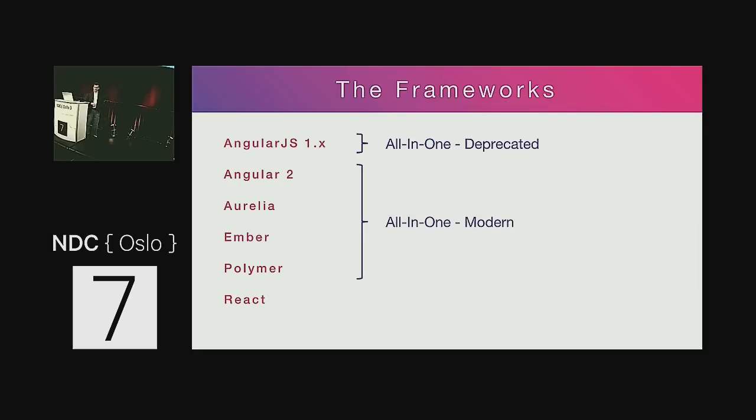The next set, Angular 2, Aurelia, Ember, and Polymer are also all-in-one frameworks that provide pretty much all the pieces you would need to build an application. And they're more modern. These are ones that are using modern JavaScript. They're using the modern DOM and more modern techniques as opposed to AngularJS, which is more of a previous generation framework. So these are ones that are all-in-one and then modern at the same time.